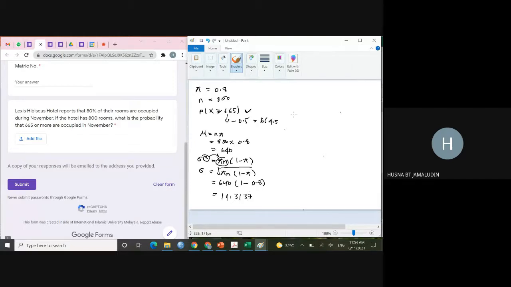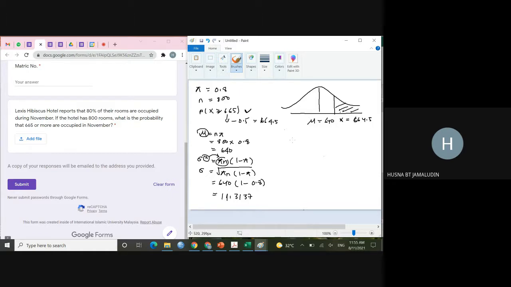Since we are talking about chapter 7, normally it's good to draw a diagram so that you can see the area clearly. So what is the mean? The mu here equals 640. The question asks about the probability of X, this one, 665. So 665 should be somewhere here, and you want to know about this area, right? Because we have adjusted it, X will become 664.5. So you want to know this shaded area.